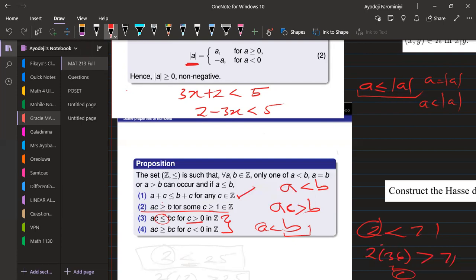Okay. So if A is less than B originally, there is always a positive C that we can multiply by A, which will now make it bigger than B, no matter how much bigger B was than A initially.